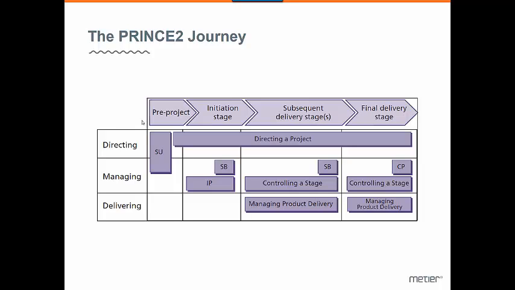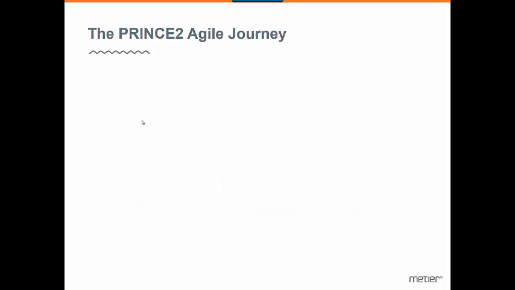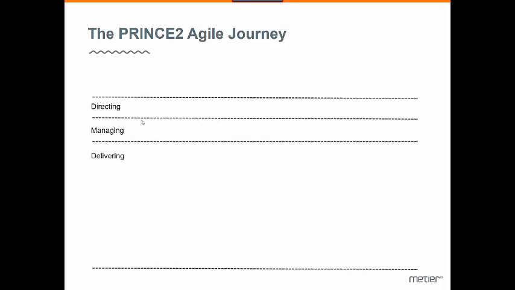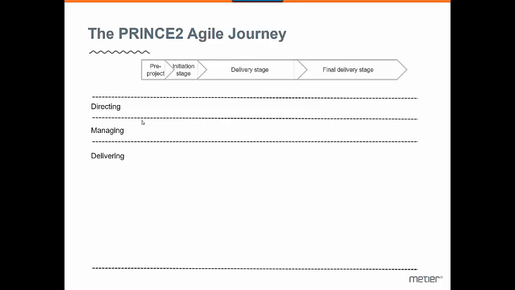Now the question is, if you have a PRINCE2 Agile project, how does that look? Well, a lot is the same. You have the same management layers, obviously, right? You have the project board, directing, project manager responsibilities, managing layer, and the delivery, which in an Agile project, of course, is very much team-based. So you'd really want to have some teams working in your project to be able to harness the power of Agile. The timeline is also the same. Of course, you want to start things up. You want to have an initiation stage, delivery stages, and then a final delivery stage.